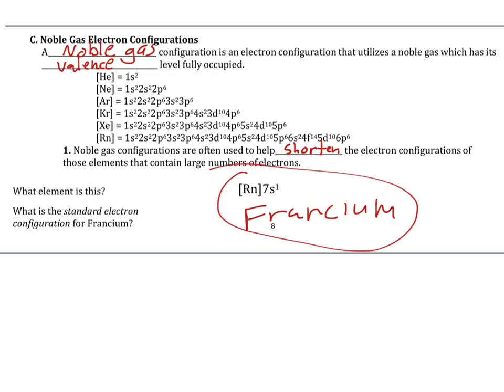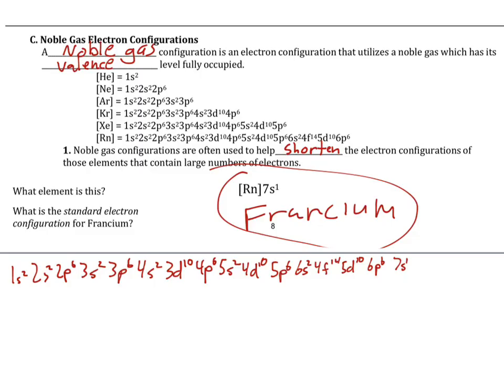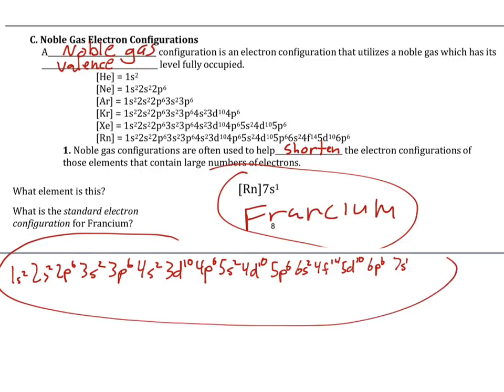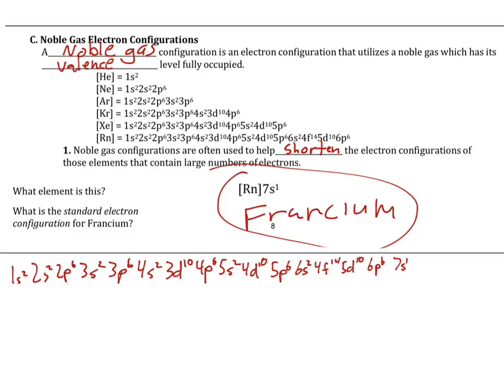Now it's asking what is the standard electron configuration for francium? Let me go ahead and write that for you. And notice how long that is. What the noble gas configuration does is it takes this really long electron configuration and makes it into a shorter, more manageable electron configuration.